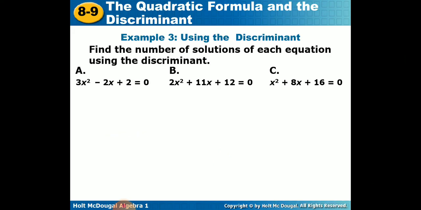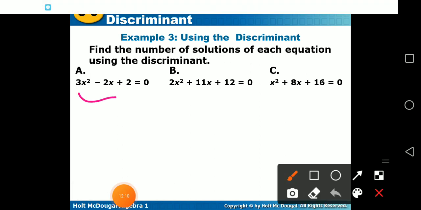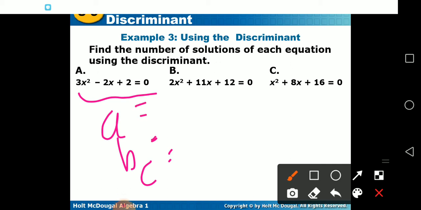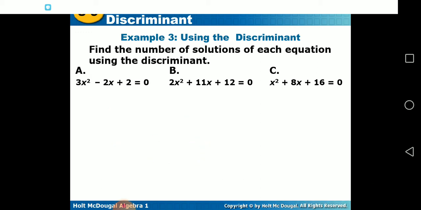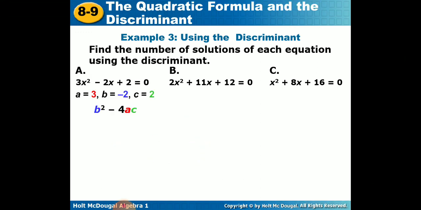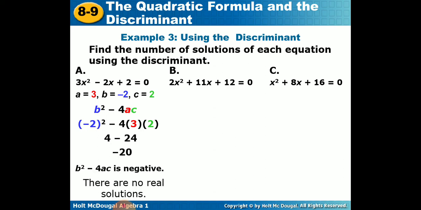The question comes like this: find the number of solutions of each equation using the discriminant. So the first one, what should I do, guys? I will get a, b, and c, then write the equation and then substitute. Here a equals 3, b equals negative 2, c equals 2. Then I will write my equation, which is b squared minus 4ac: negative 2 squared minus 4 times 3 times 2. So I will get a negative, which means I have no real solutions.